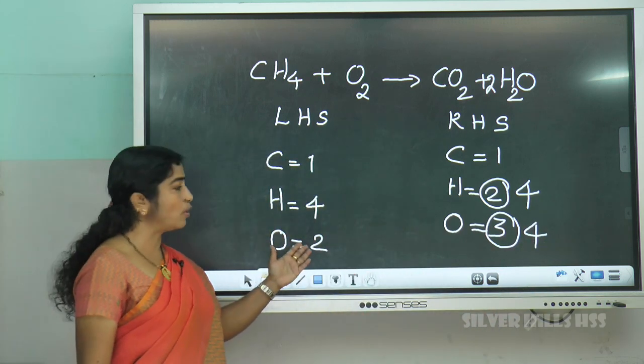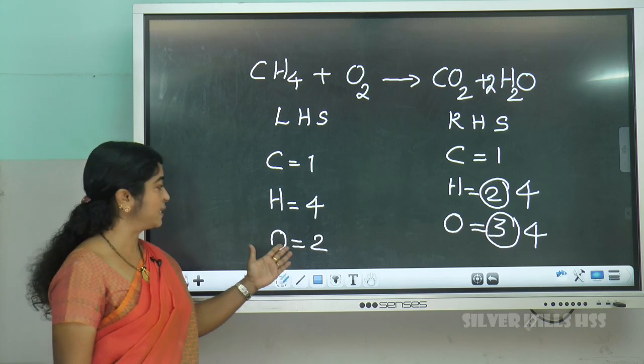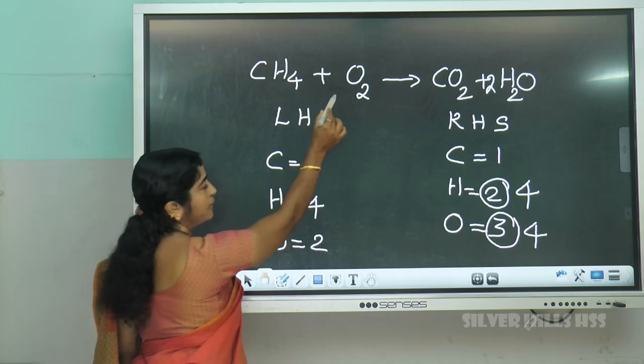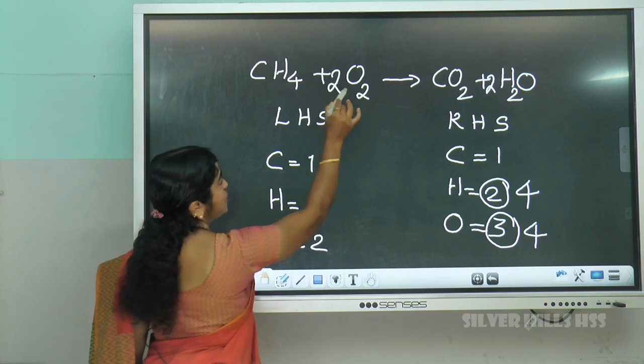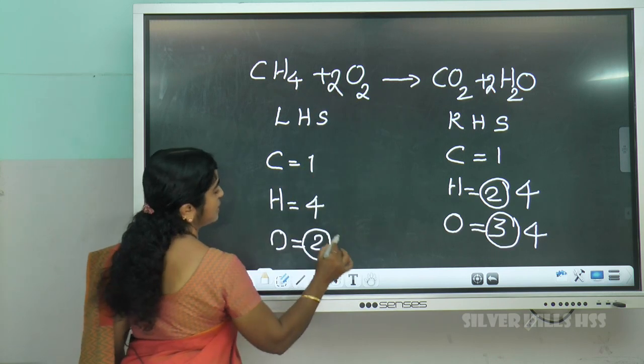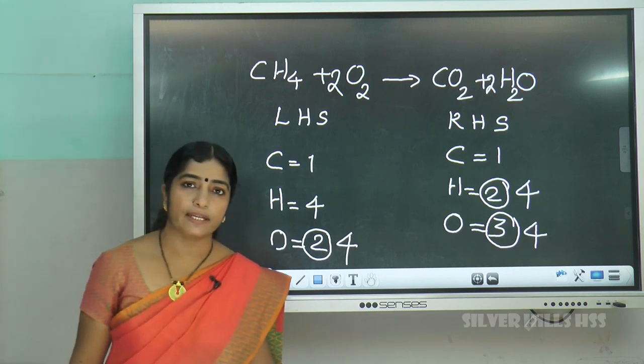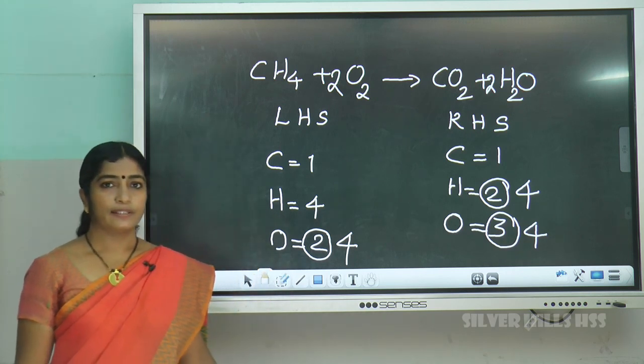So we have to make oxygen 4 here to balance. How will you make oxygen 4 here? Which number do you have to multiply here? When you multiply by 2, 2 into 2, oxygen became 4. Now it became a balanced chemical equation, right?